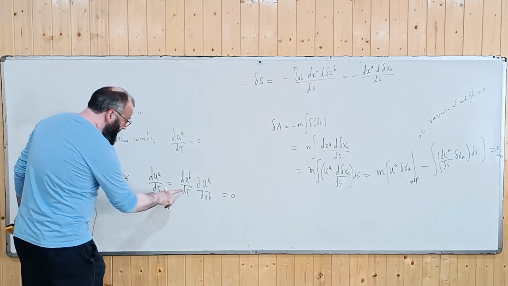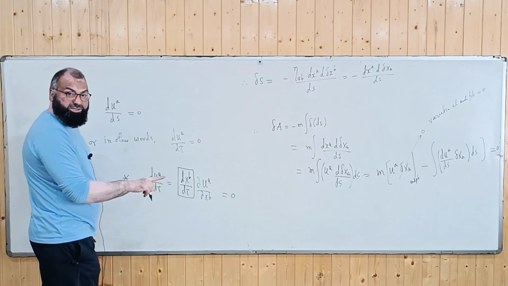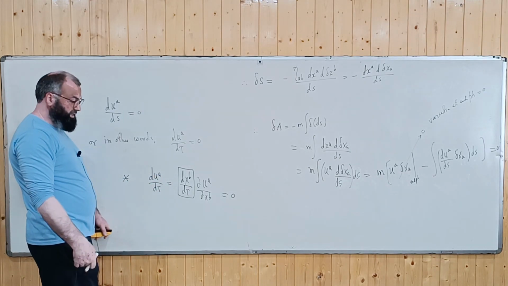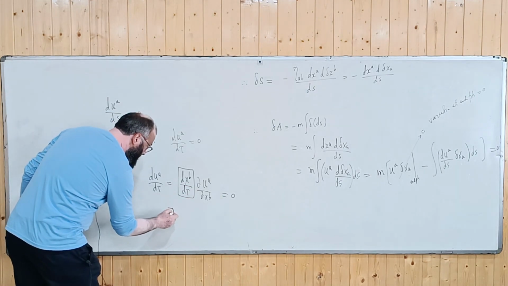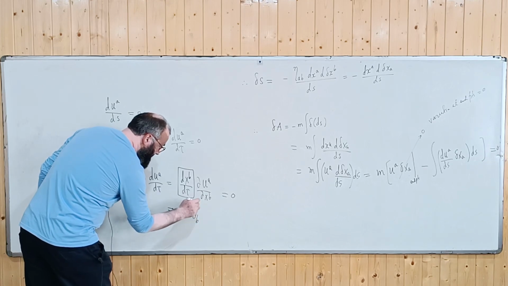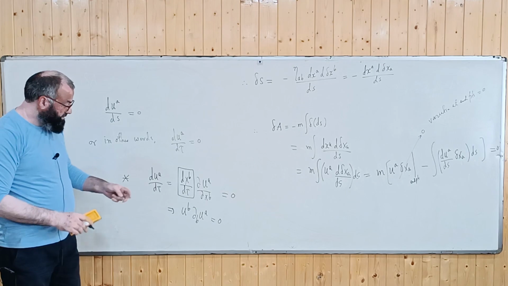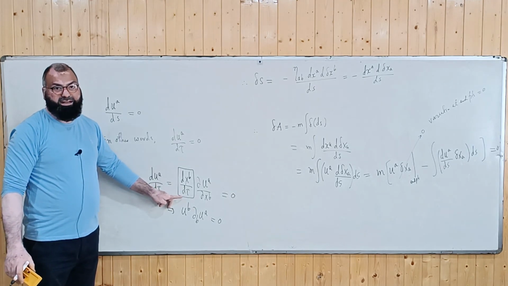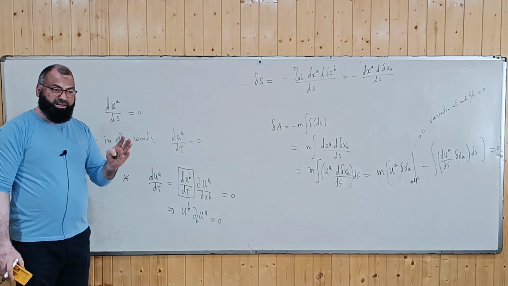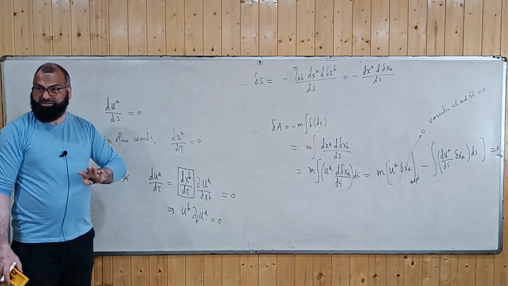So what is this object? It's actually the velocity vector. dx by d tau is a velocity vector, clear? So I can write this as u^b times partial_b u^a, which is equal to 0. Now this is a velocity vector, a 4-vector. That means under a coordinate transformation, it will transform as a 4-vector.